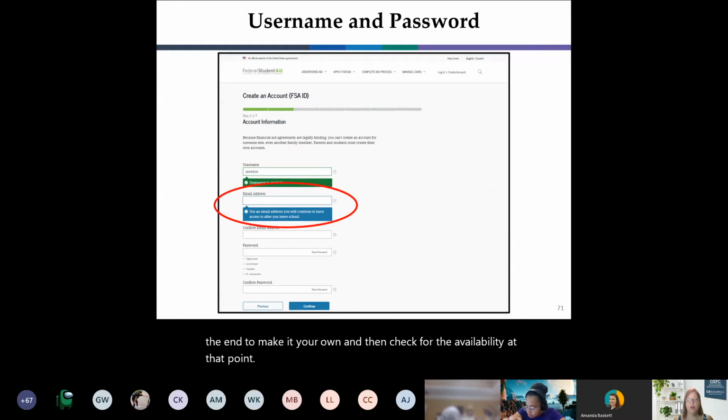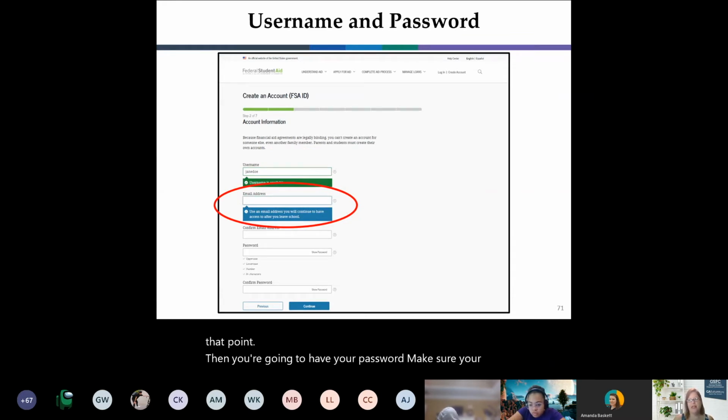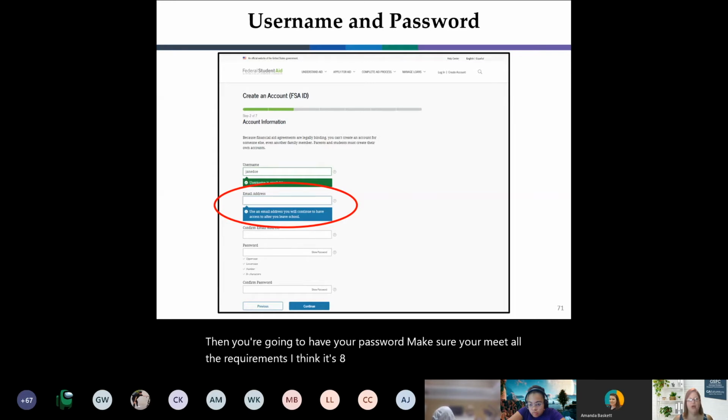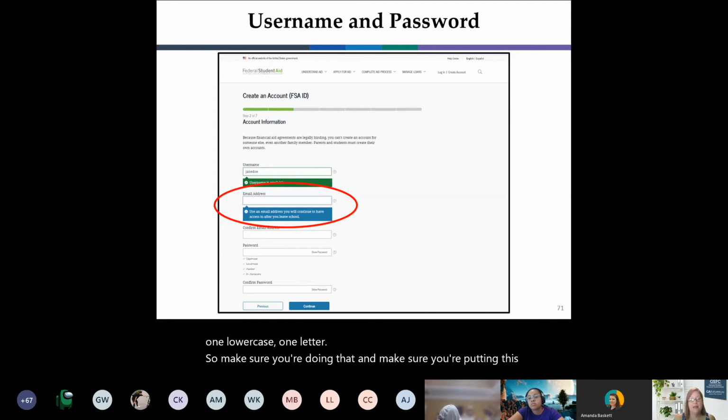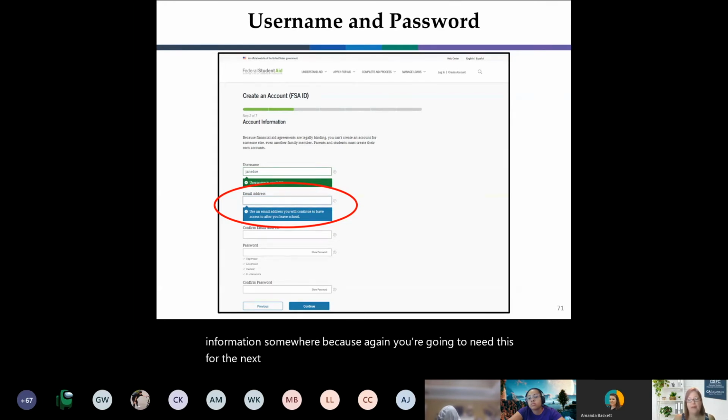Then you're going to have your password. Make sure you meet all the requirements. I think it's 8 to 30 characters, with one uppercase, one lowercase, and one number. Make sure you're doing that, and make sure you're writing this information down somewhere, because you're going to need it for the next 4 years and every time you complete the FAFSA.